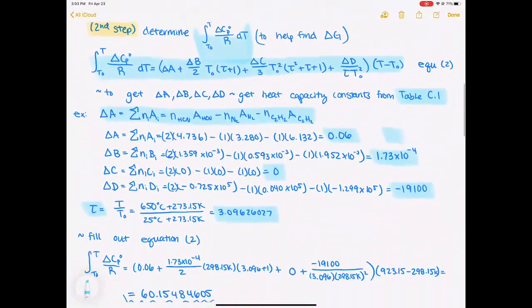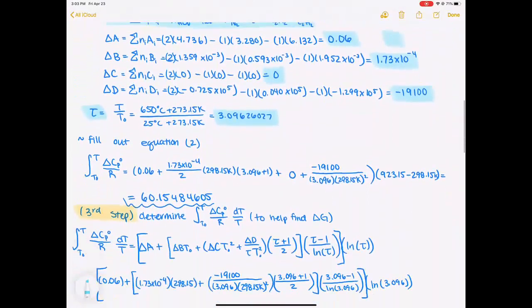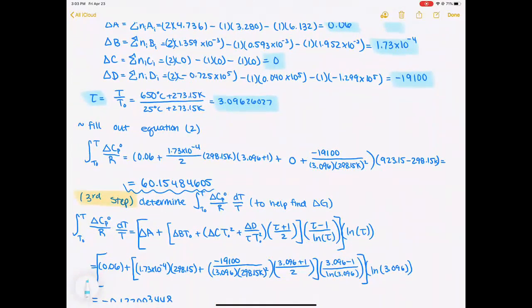We're filling out this equation 2 again right here. We can plug and chug our values that we found, and we get that this term is equal to 60.15 basically.